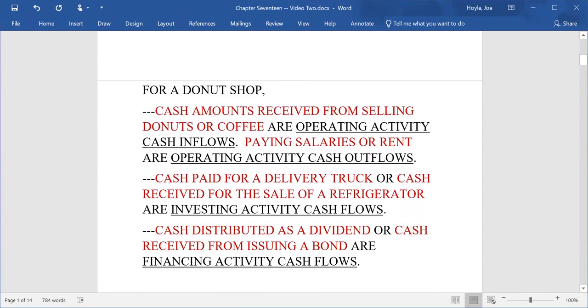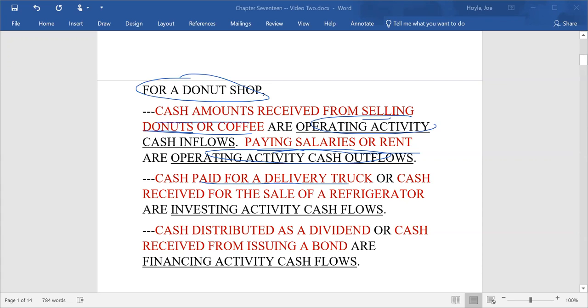So let me give you a couple of examples. Let's assume that you and I start a donut shop, and we're going to create the statement of cash flows. If you take the cash amounts that you receive from selling donuts or coffee, what you typically get in a donut shop, those are operating activity cash flows. Very clearly, that's part of your normal business activity. The same is true for paying salaries or rent. Those are operating activities. I don't think there's anything at all difficult or tricky about that. We just classify them as operating activities.